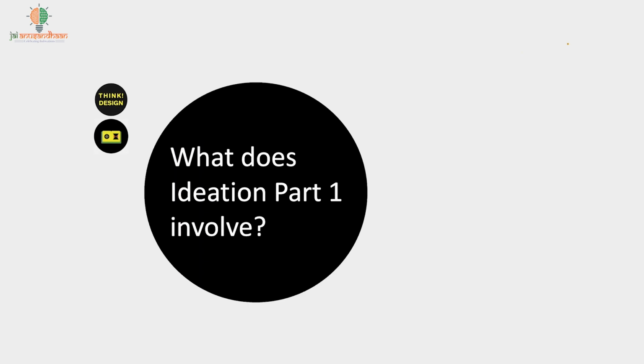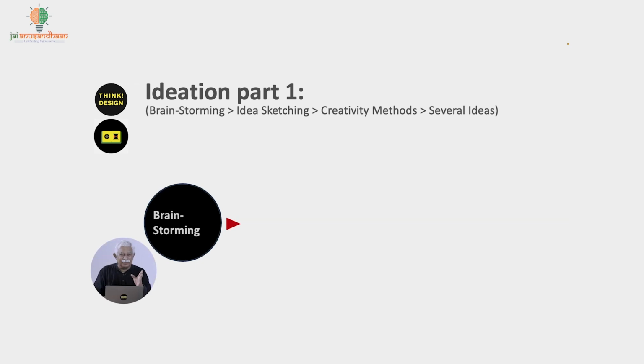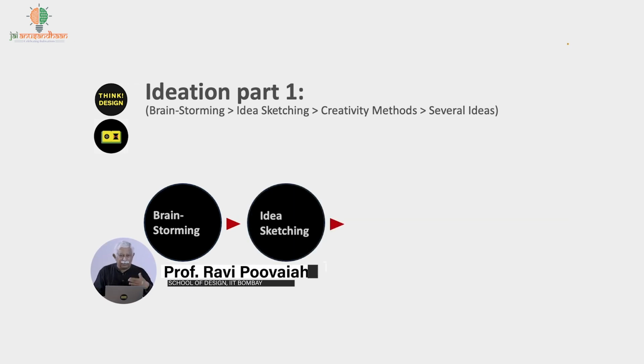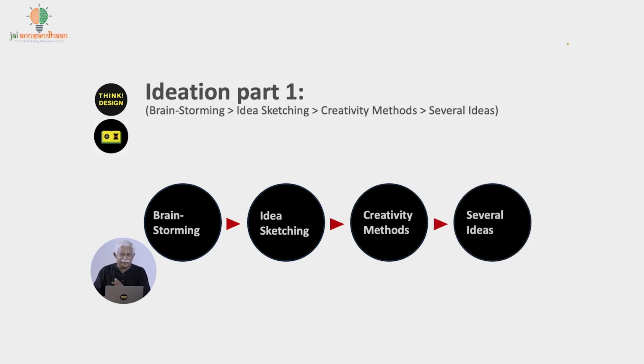So what does it involve? We have 4 techniques that we'll look at in this particular part. Okay, start with brainstorming, then whatever you come up with, you sketch it out through idea sketching, as we call it. It's basically visualizing that particular idea. Then you use some creativity methods to find several alternative ideas.